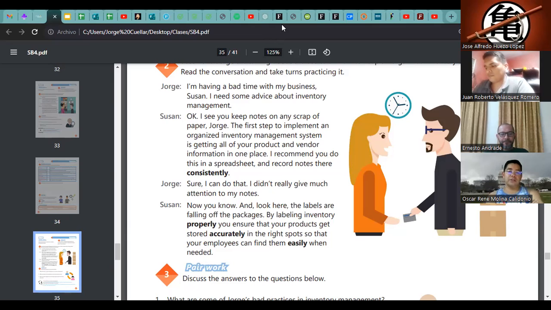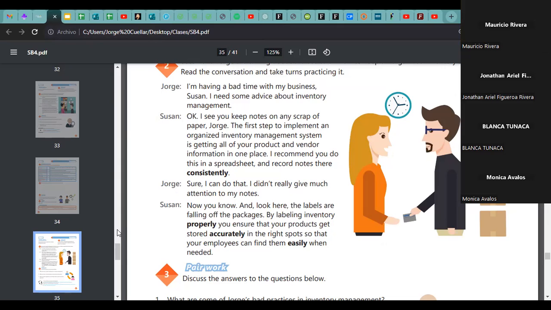Sure, I can do that. I didn't really give much attention to my notes. Now you know. And look here, the labels are falling off the packages. By labeling inventory properly, you ensure that your products get stored accurately in the right spot so that your employees can find them easily when needed.